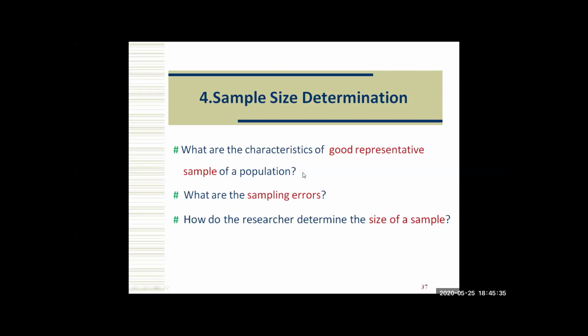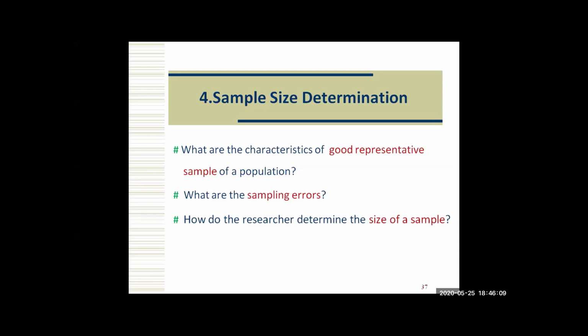Let's proceed. The sample size determination formula is also related with the sampling design. There are certain specific points that need to be discussed in this part. The first part is, what are the characteristic features of a good representative sample of populations? At the end of the day, if you properly select the sample, it's possible to conclude about the population. What is the typical characteristic feature of a good representative sample? What are the sampling errors as well?